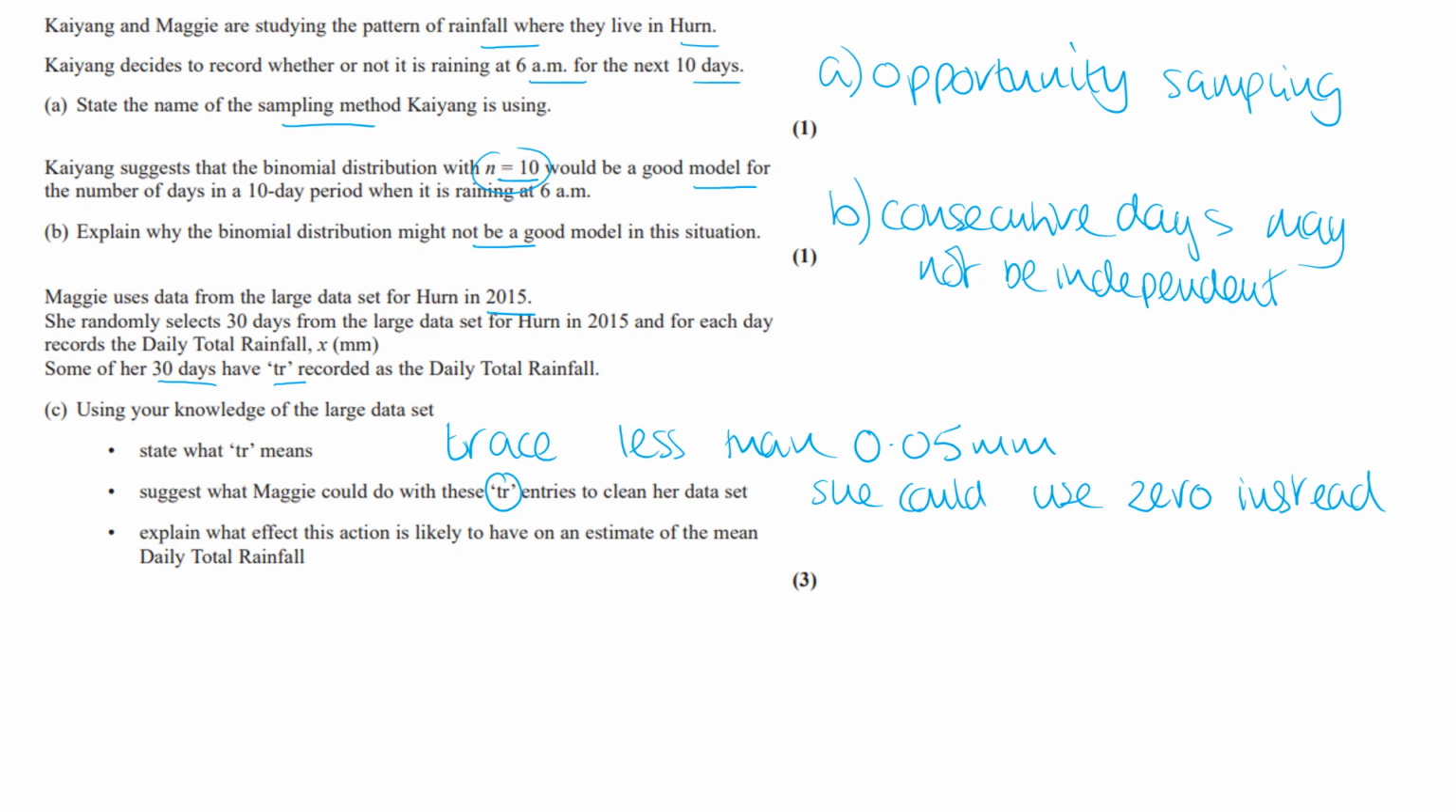Explain what effect this is likely to have on the estimate for the mean. It's likely to be an underestimate because she has set them all to 0 and there is a small trace, so it's likely to be higher than her estimate when she uses 0.